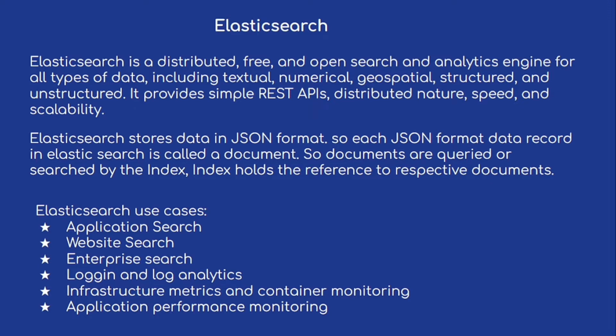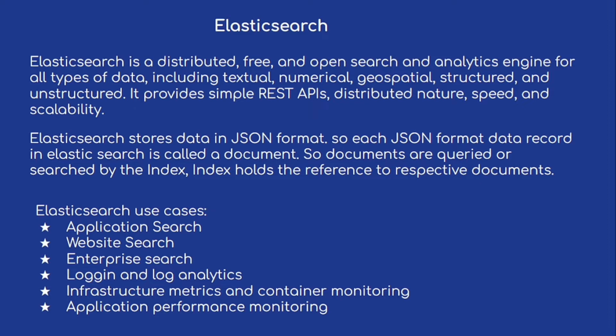So what is the definition of Elasticsearch? Elasticsearch is a distributed, free and open search and analytics engine for all types of data, including textual, numerical, geospatial, structured and unstructured. It provides a simple REST API. With that, we can feel its distributed nature, speed, and scalability. Elasticsearch stores data in JSON format.